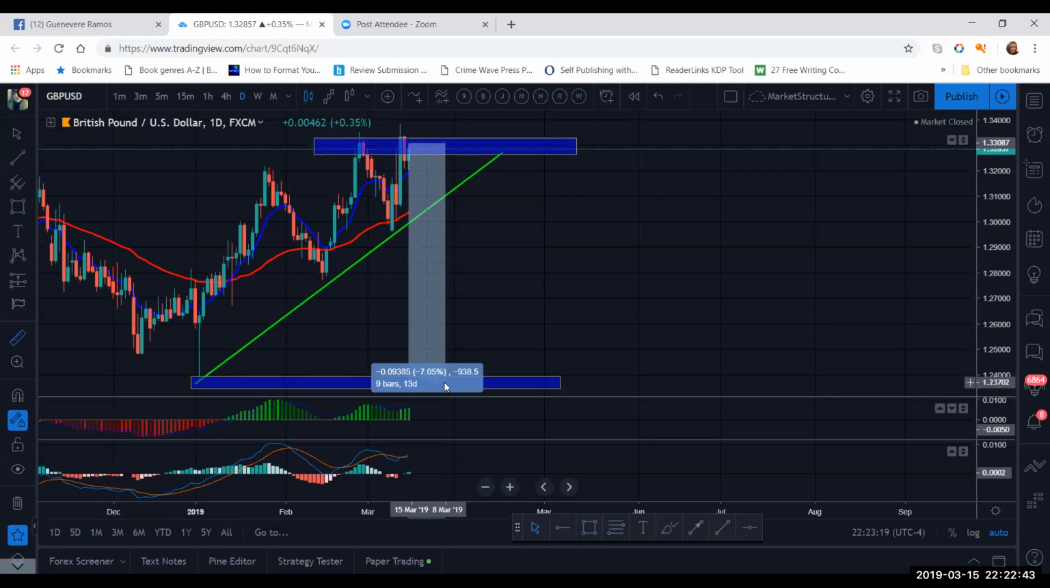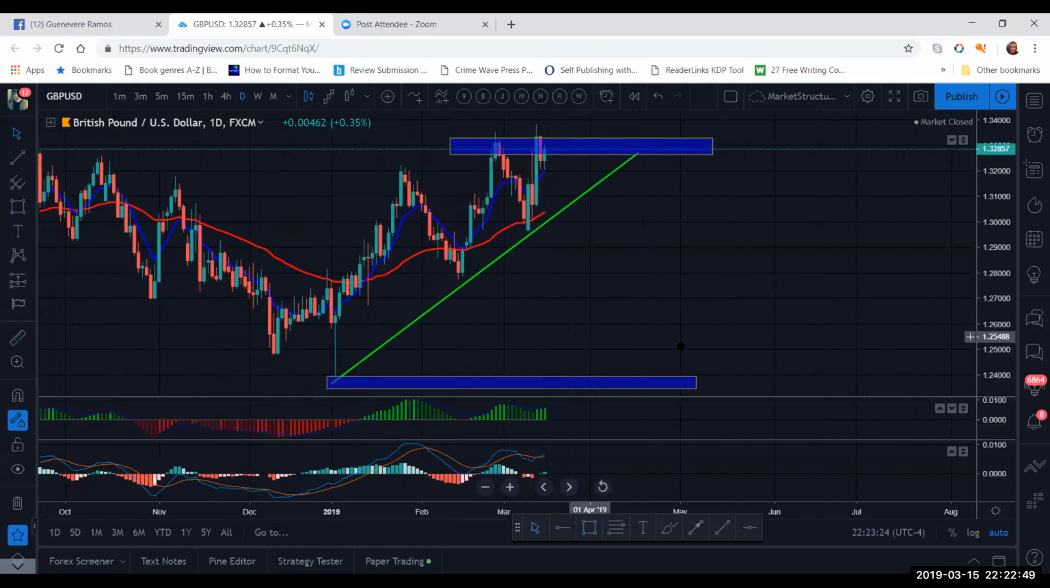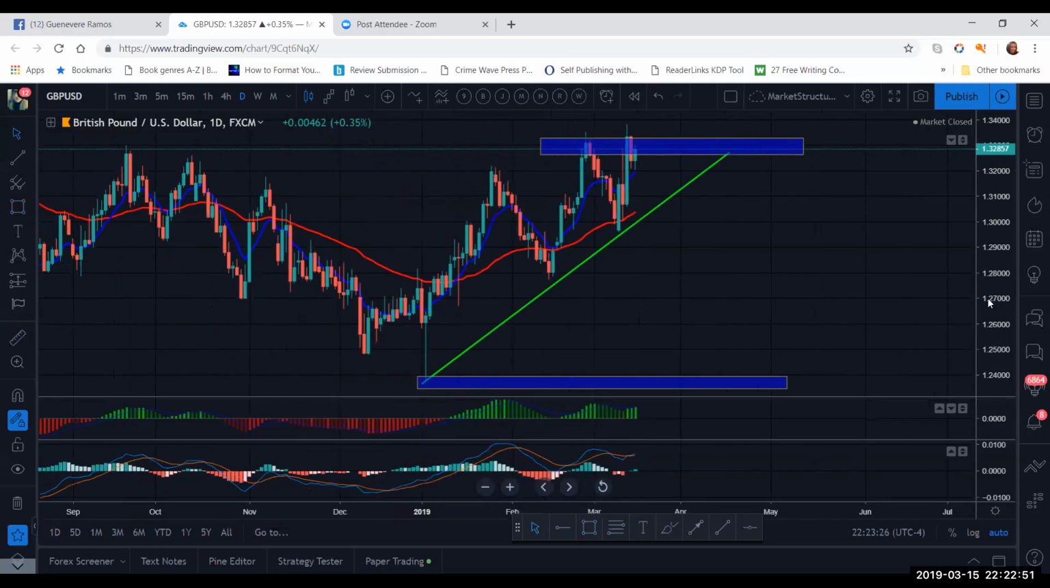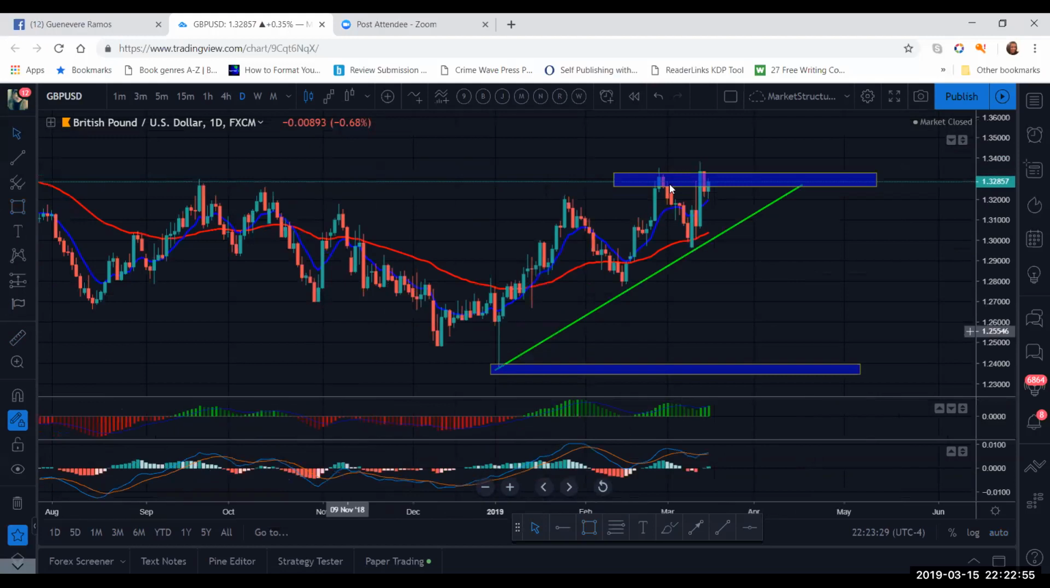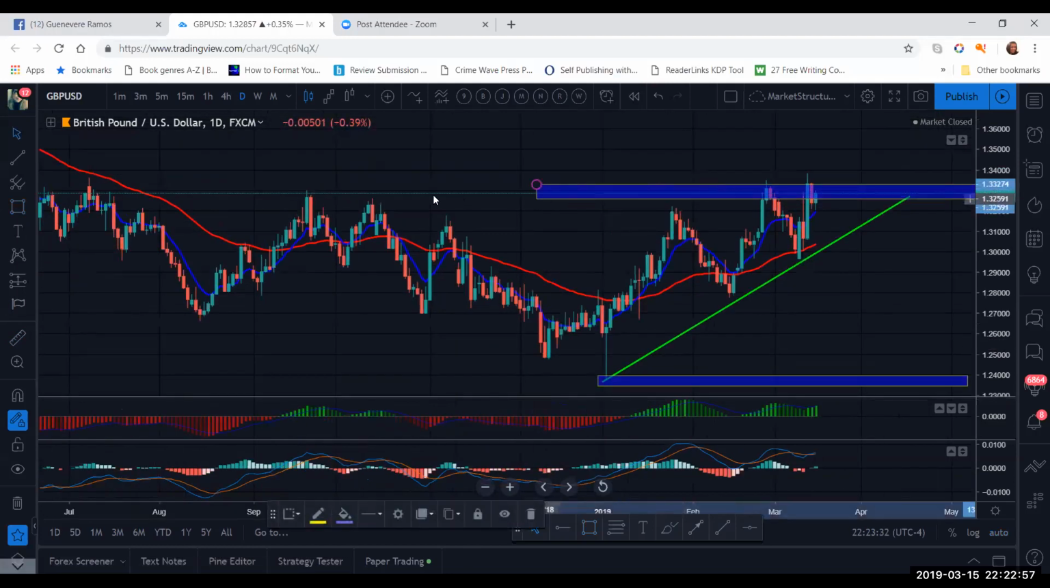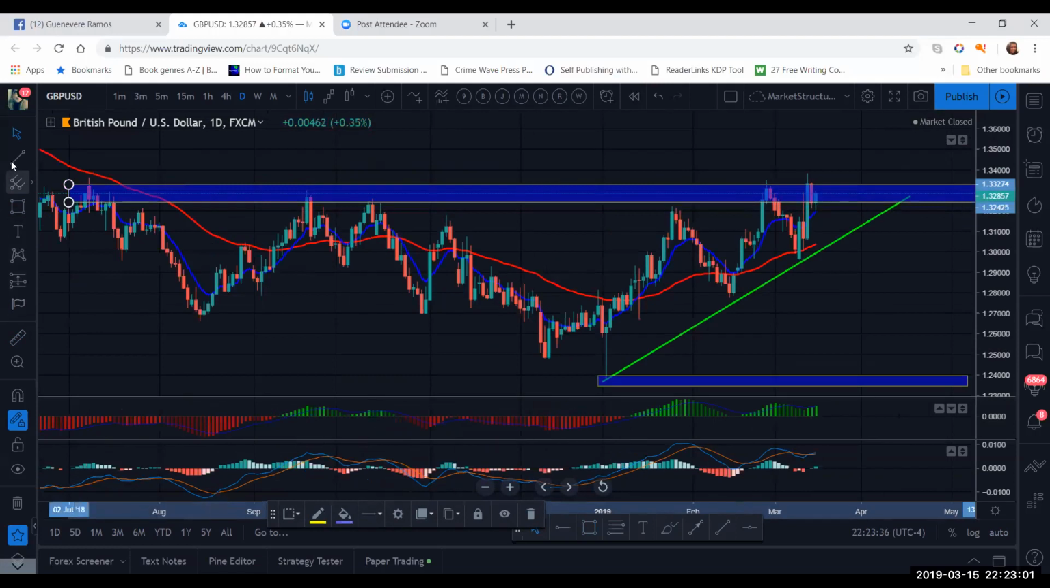So unless you're willing to have a 900 pip stop loss for a buy, I wouldn't buy this market unless I saw an aggressive break to the upside. All right, so this market right now is tapped out. Look left. This buyer's market is tapped out unless we see a break to the upside.